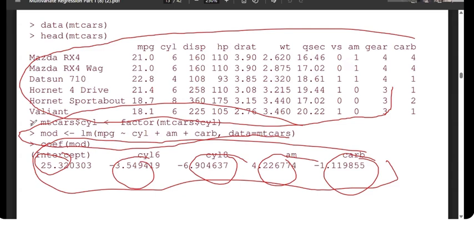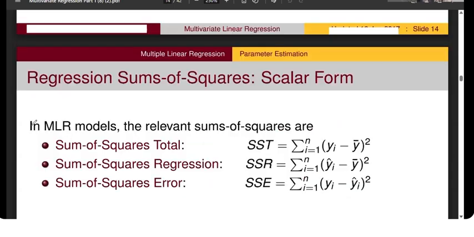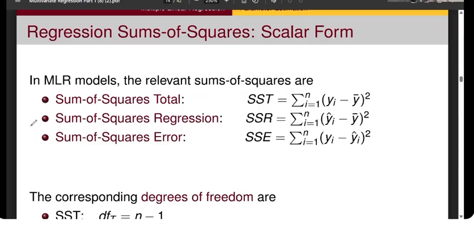What are we going to do on Wednesday? Where are we going to start from? We're going to start from how we can decompose variation around the response variable into explained variation and unexplained variation. That is where we're going to start on Wednesday.